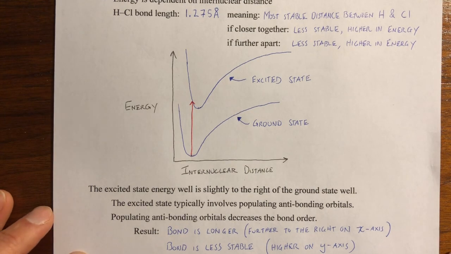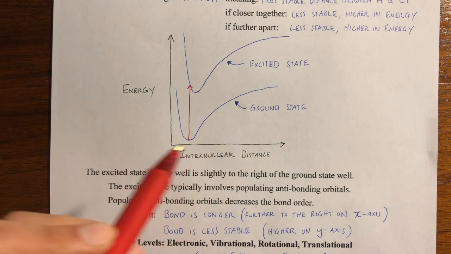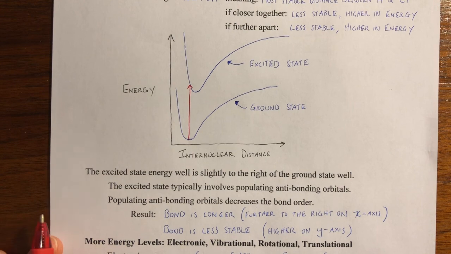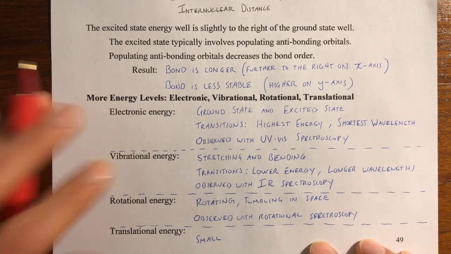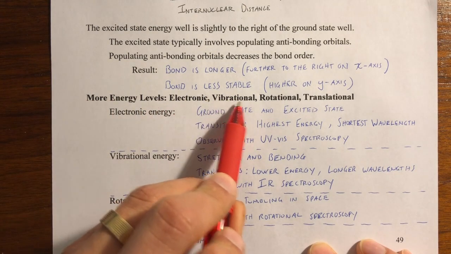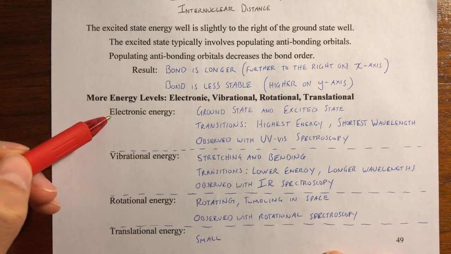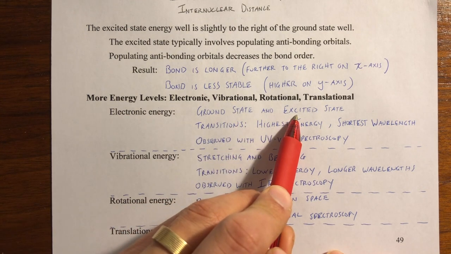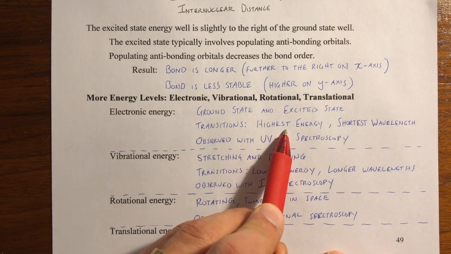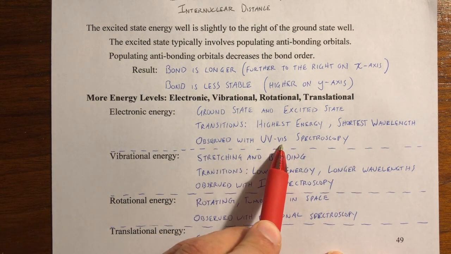So what we've been discussing are electronic ground states and excited states, electronic energy levels, the horizontal lines. What we're going to do now is introduce additional types of energy levels. So we have electronic, vibrational, rotational, and translational. Let's take a look at what's going on here. Electronic energy are the energy levels that we are all most familiar with. That's typically what we're talking about when we're talking about the ground state and the excited state. These transitions are the highest in energy, which means they have the shortest wavelength, which is why we observe them with UV-Vis spectroscopy.